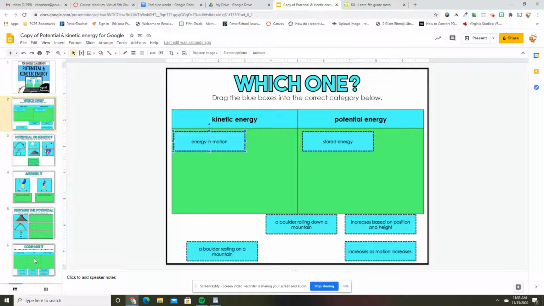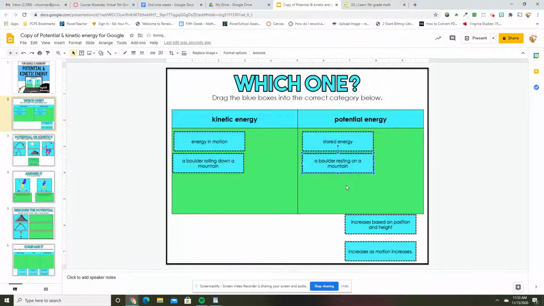The car going down the road, that is kinetic. The parked car is potential. A boulder rolling down a mountain is kinetic energy. A boulder resting is potential energy. Increased based on height and position, or increased as motion increases. So that's going to be kinetic, and then this is going to be potential. Okay.